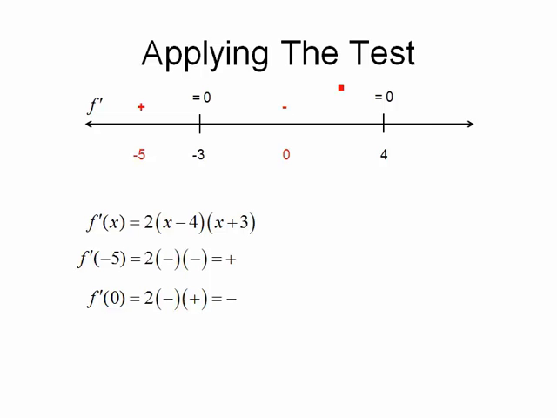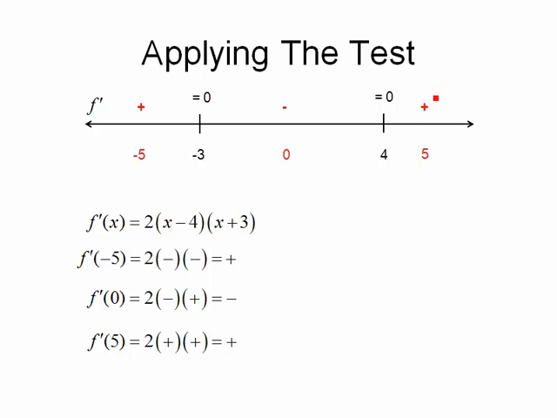If I go into the last section, I pick a number, in this case +5. When I put that into the derivative, I get 2. 5 minus 4 is positive. 5 plus 3 is positive. So 2 times a positive gives us a positive. So I'll write that out on my number line up here.